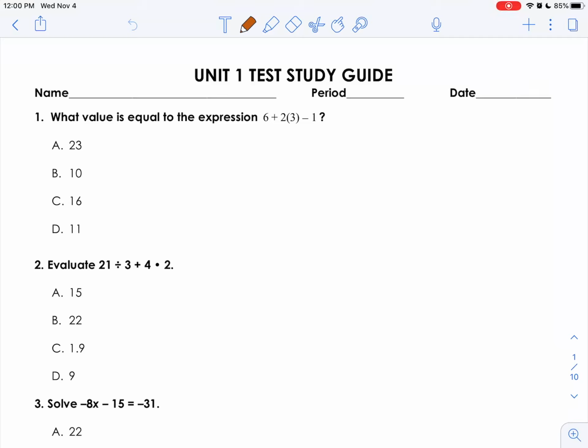In this video, I'm going to go over the first set of problems from the Unit 1 Test Study Guide. Question number 1 says, what value is equal to the expression 6 plus 2 times 3 minus 1? This is a question involving order of operations, so what we want to remember is PEMDAS.